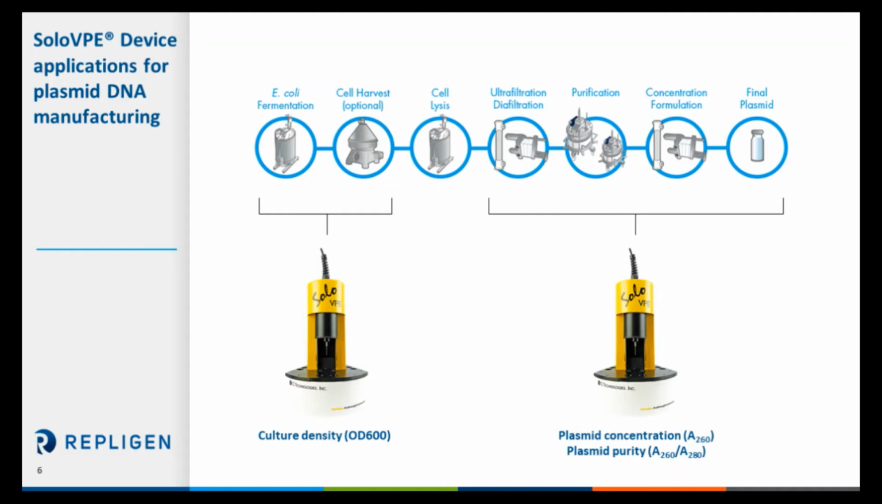So first, we're going to be looking at slope spectroscopy for plasmid DNA manufacturing. Specifically, we're going to focus on culture density, the famous OD600 test, and plasmid concentration. So we're talking about the A280, A260 ratio. And you can see that both are used throughout the entire downstream processing.